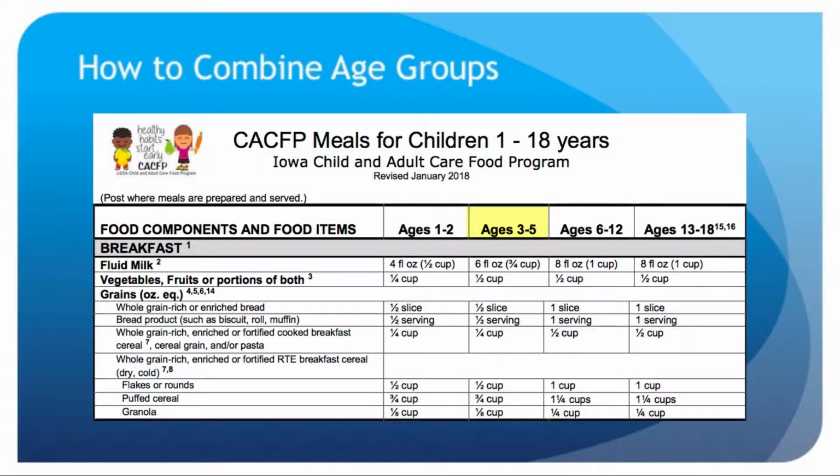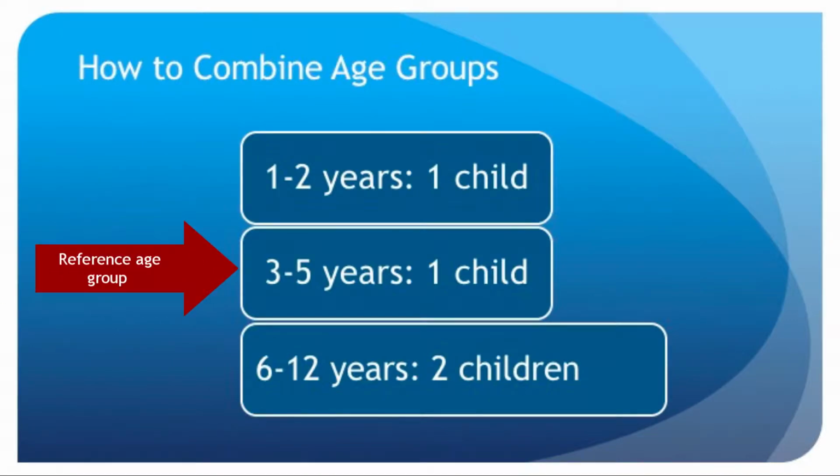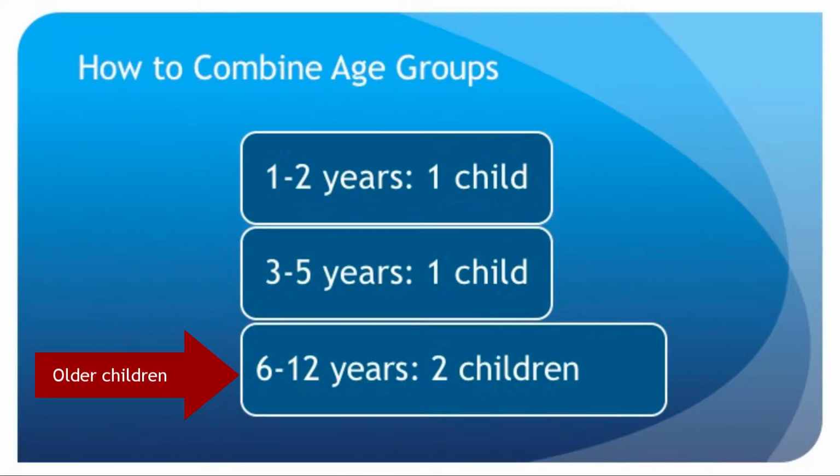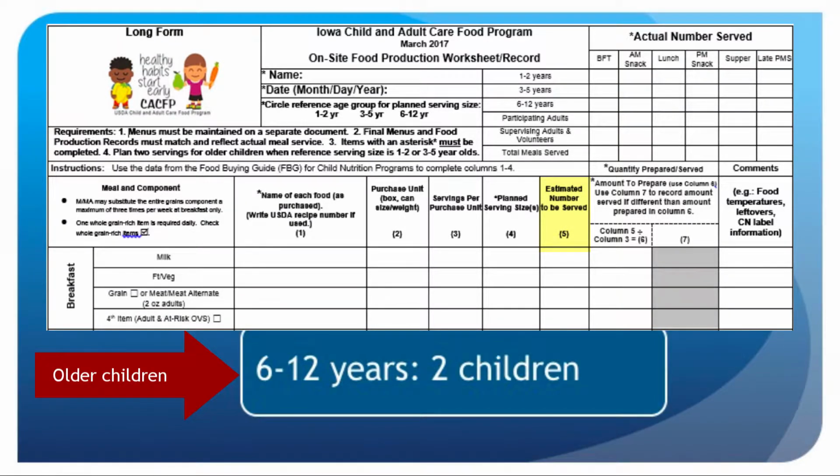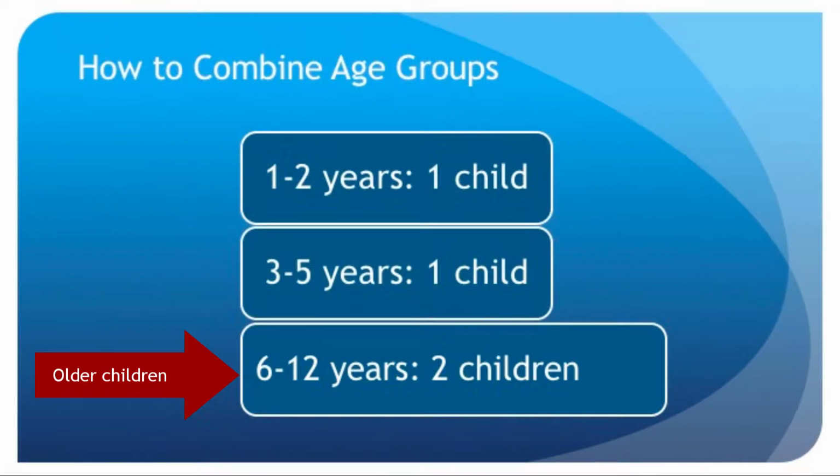Last, use the planned serving size for all children in the reference age group and for any younger children, even though it will result in larger planned portions for the younger children. Count the children in the reference age group and any younger children as one child when determining the number to be served and recorded in column 5. Count any children older than the reference age group as 2 children in the column 5 total. This will ensure a little more than enough food is prepared to meet meal pattern requirements for 6 to 12-year-olds.